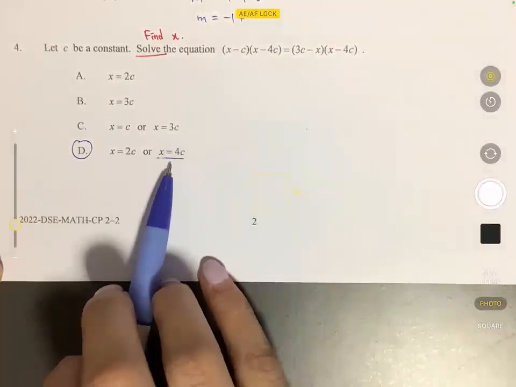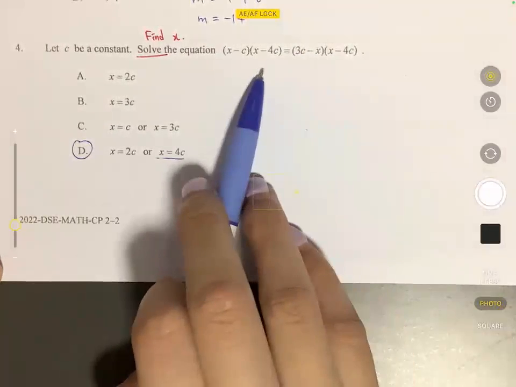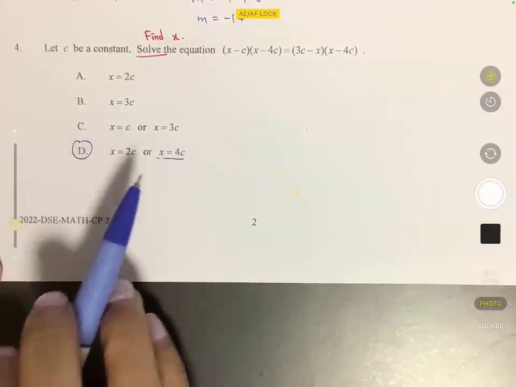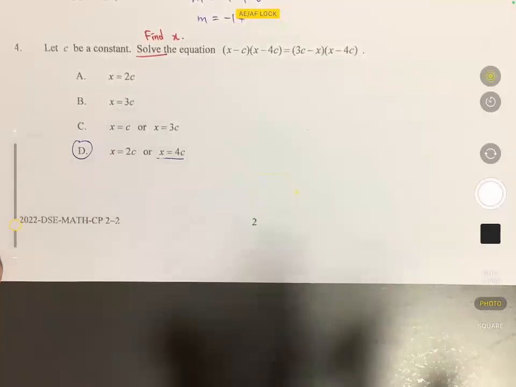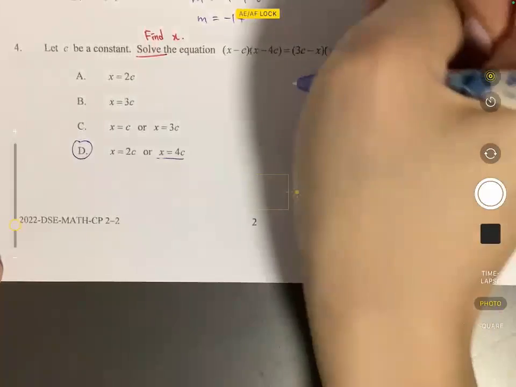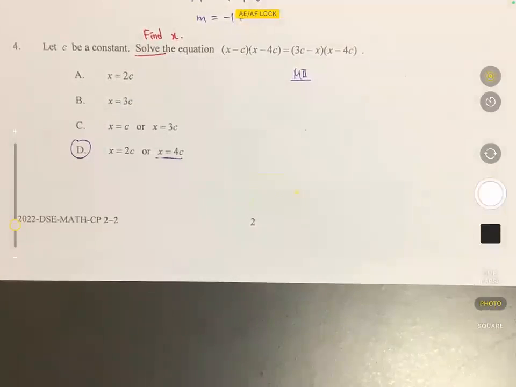When I plug in 4c, left-hand side is 0, and right-hand side is 0 as well. So that's why I know that 4c should be one of the solutions at least. So that's why I can circle D already. Done. Method 1. Okay. So how about method 2, means if I want to do the calculation, what can I do? Okay. So method 2, I will show the calculation for you. If you think that method 1 is suitable for you, then you can go on from question 5 now, right?